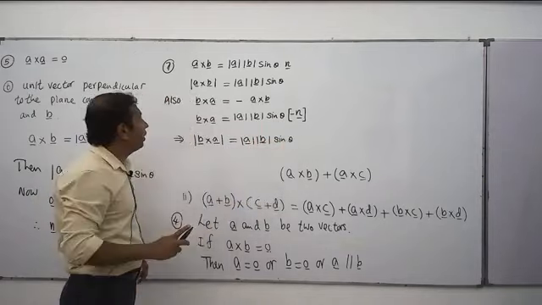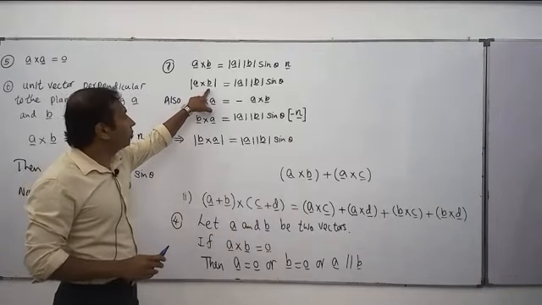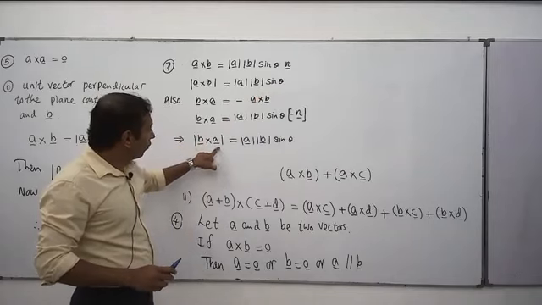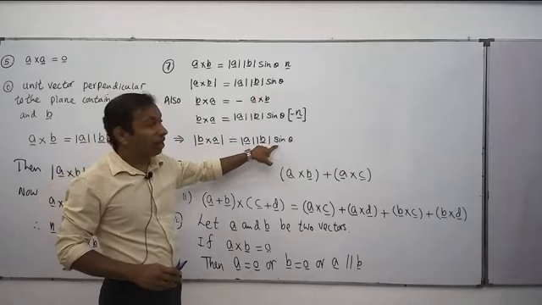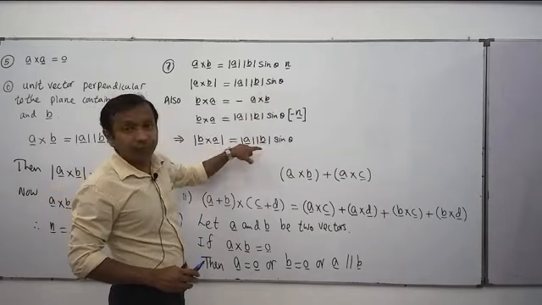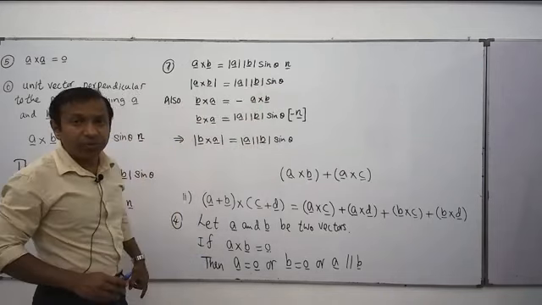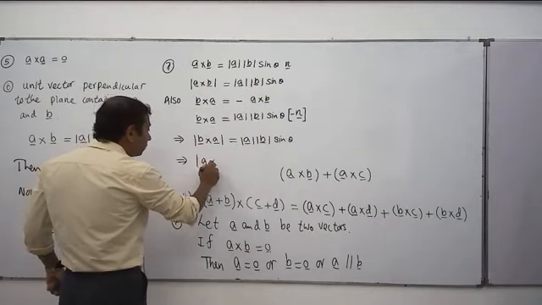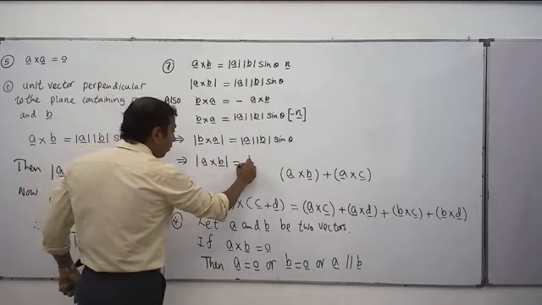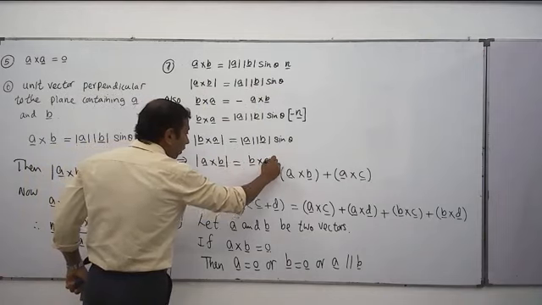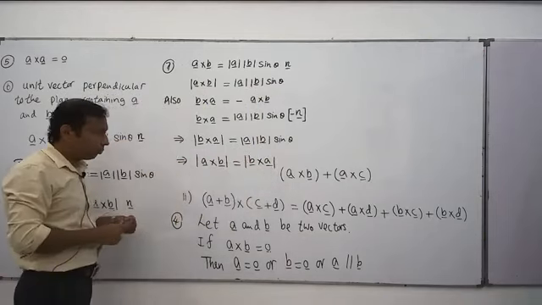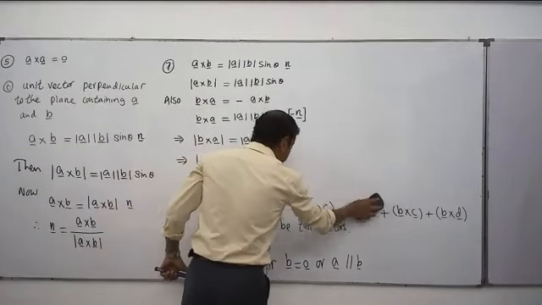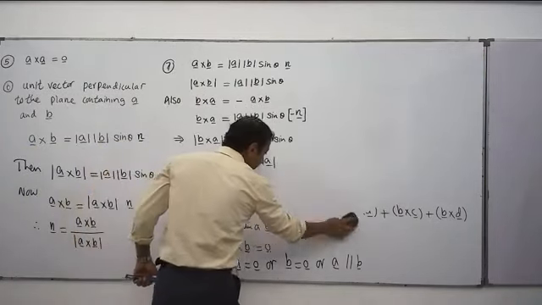Then you can see modulus of A cross B is mod A, mod B, sine theta. Modulus of B cross A also mod A, mod B, sine theta. These right hand sides are equal. Then, people, the left hand side must be equal. So this implies, people, what? This gives us A cross B modulus is equal to B cross A modulus. Okay. This is all, people, the theory.